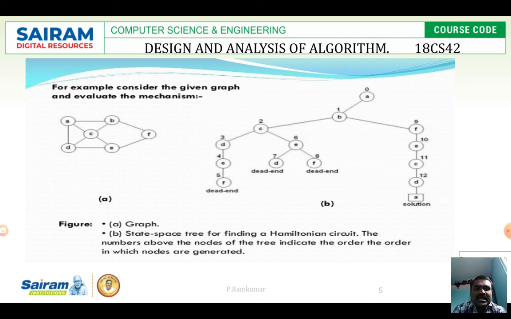I'll repeat once again. Starting vertex A, then A to B is one path, then from B we can have 2 paths. One is towards C, another one is towards F. If it is C, then from C again I have 2 paths. One is D, another one is E. From D I can reach E, then F. From E I can reach D and F. From B I can reach F, then E, then C, then D, then A. I have to visit all the vertices of the given graph. Then at last the starting vertex as well as the ending vertex should be the same. This is the main concept of the Hamiltonian graph.